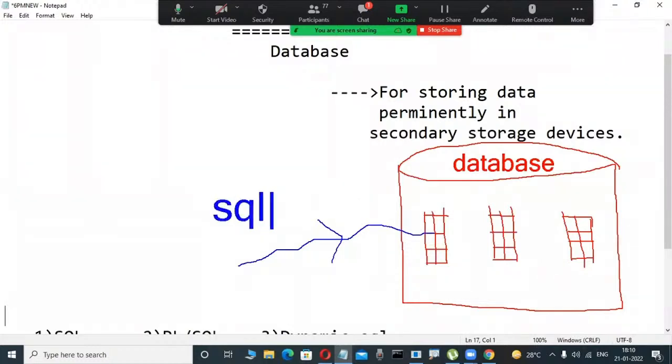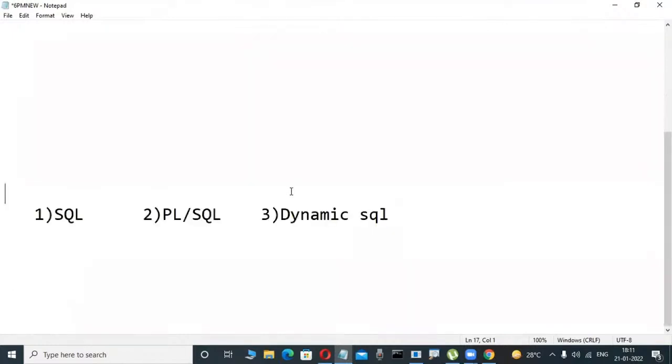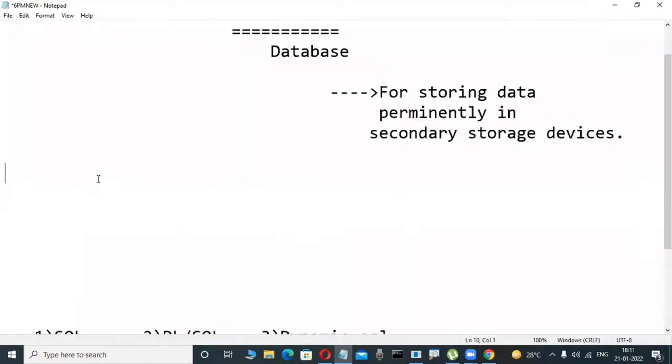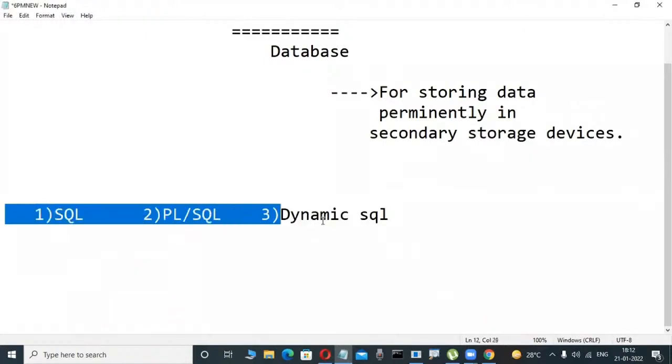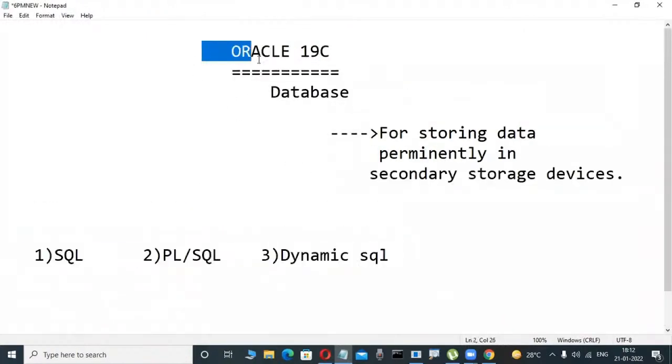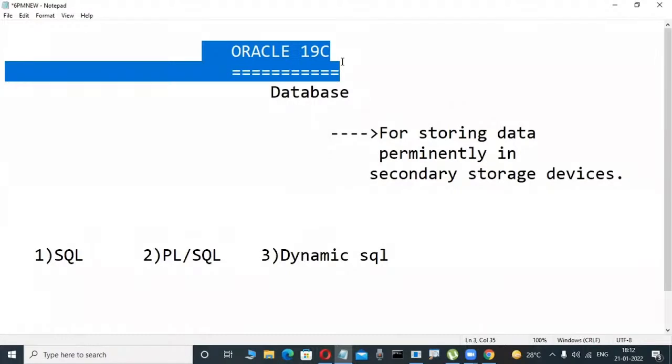Yesterday, up to this point, I told you a small thing. If you want to operate this Oracle software, we use SQL, structured query language. Another language is PLSQL, procedural language extension for SQL. Another language is dynamic SQL. Through these three languages, we operate this Oracle software in your companies. Up to this point, I told a small thing.